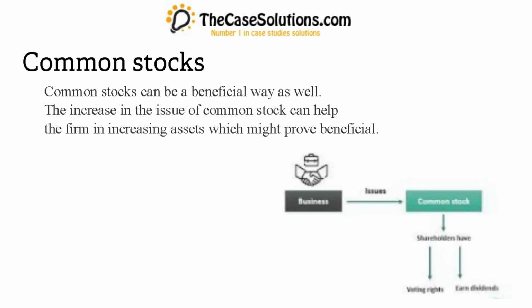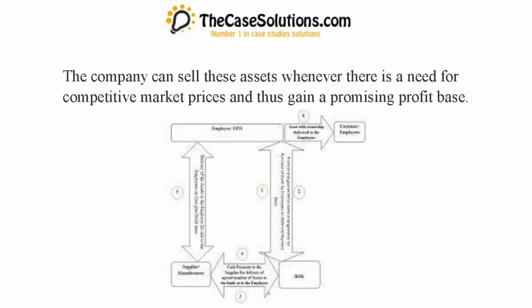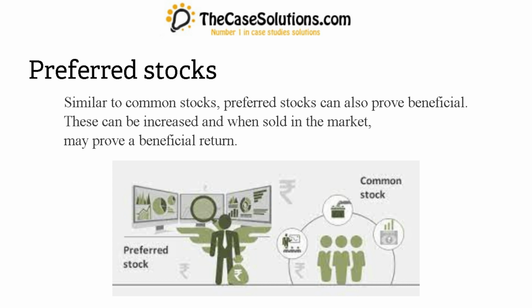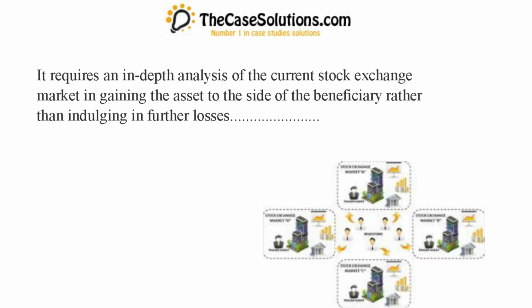Common stocks. Common stocks can be a beneficial way as well. The increase in the issue of common stock can help the firm in increasing assets, which might prove beneficial. The company can sell these assets whenever there is a need at competitive market prices and thus gain a promising profit base. Preferred stocks. Similar to common stocks, preferred stocks can also prove beneficial. These can be increased and, when sold in the market, may prove a beneficial return. It requires an in-depth analysis of the current stock exchange market in gaining the asset to the side of the beneficiary rather than indulging in further losses.